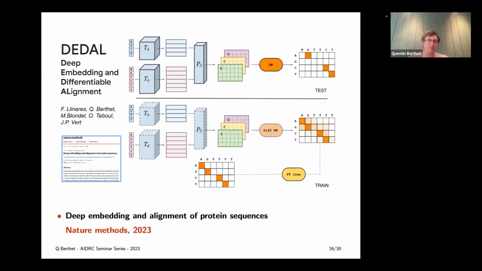Okay, so now I'm going to present some follow-up work. There was an application of this framework to a particular problem in computational biology called protein alignment. That was done with some of my colleagues who were at Google at the time. It's been published recently.